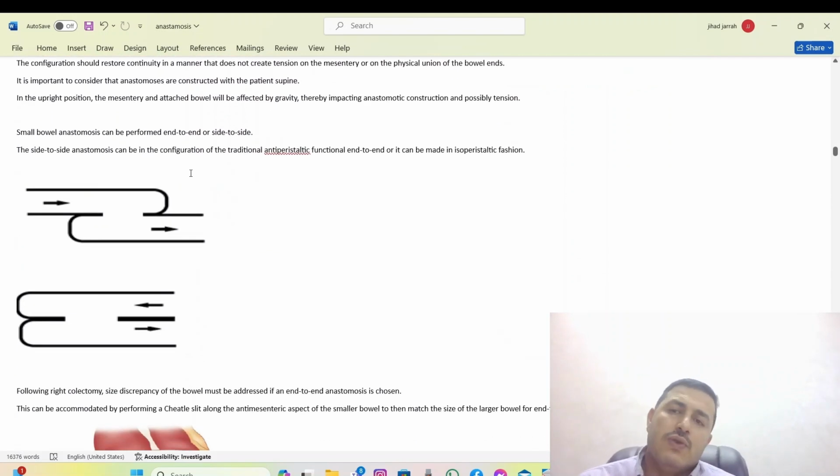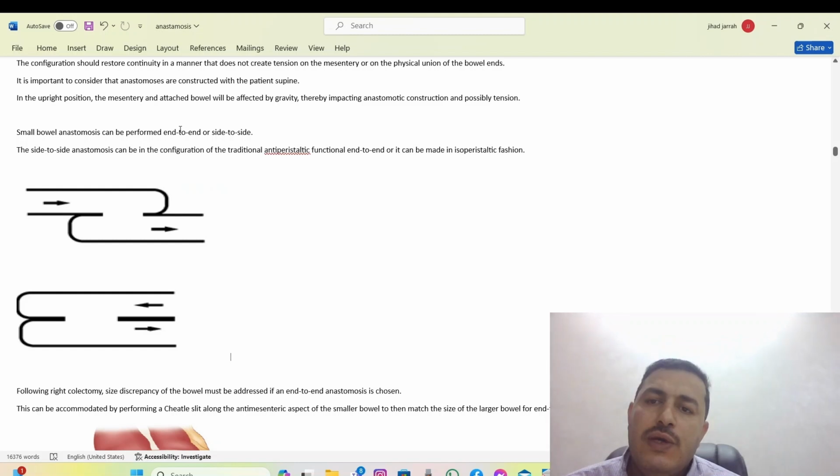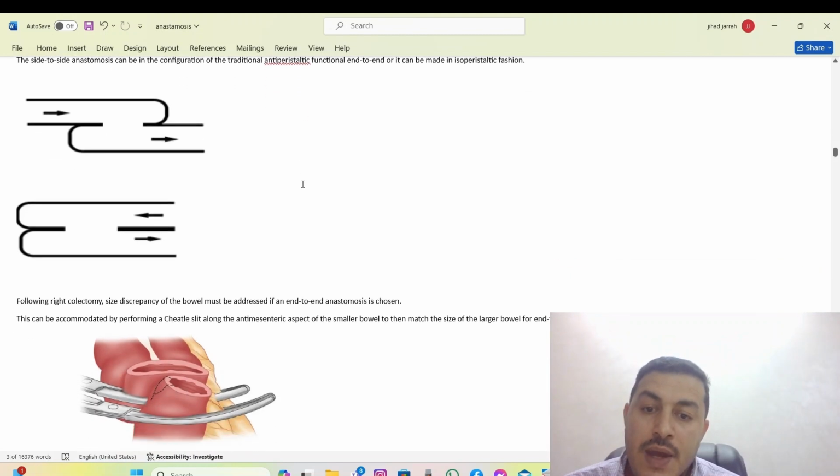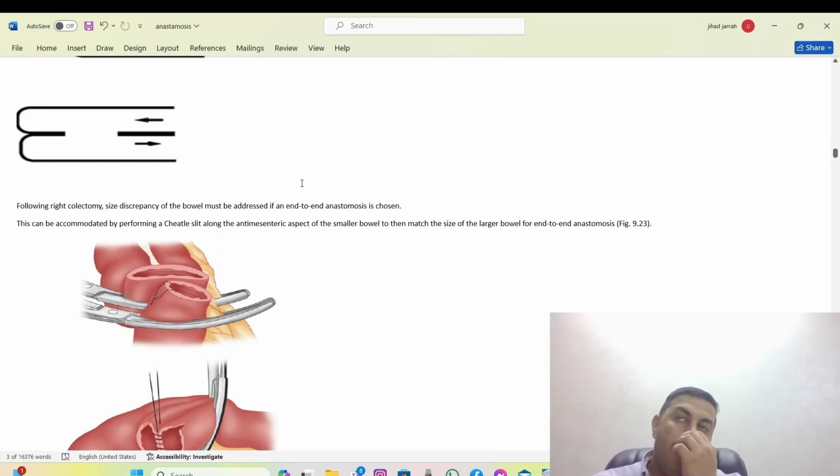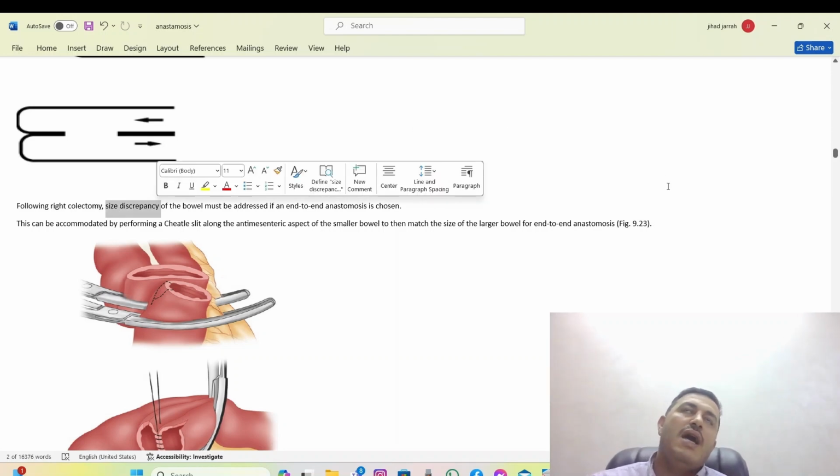Small bowel anastomosis, in general we use end to end or side to side. A problem, especially when we perform a right colectomy, facing us is the size discrepancy. Actually, we have a small bowel, the ileum, which is shorter than the ascending, transverse, descending. So how do we deal with this discrepancy? We have many techniques.